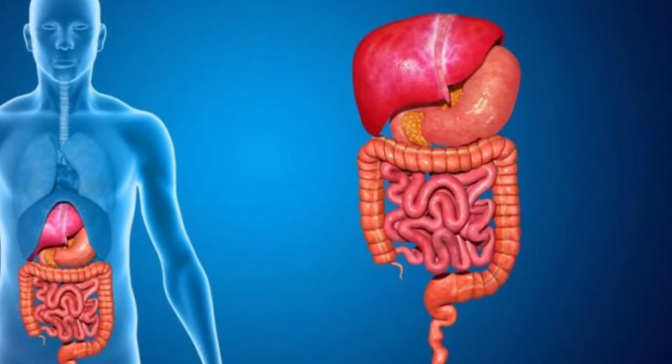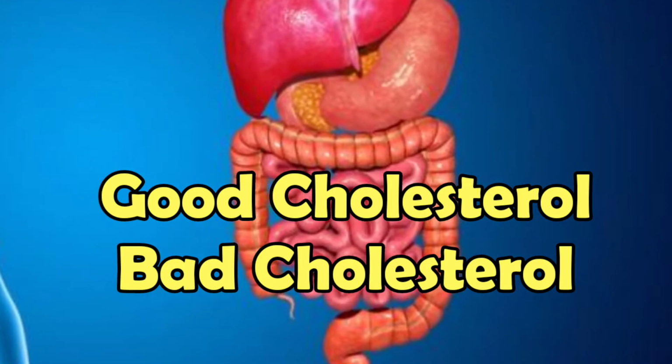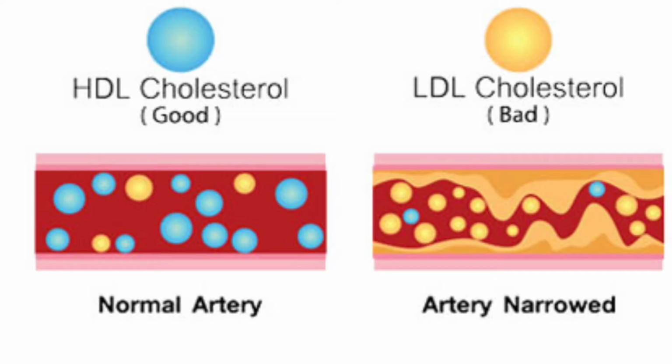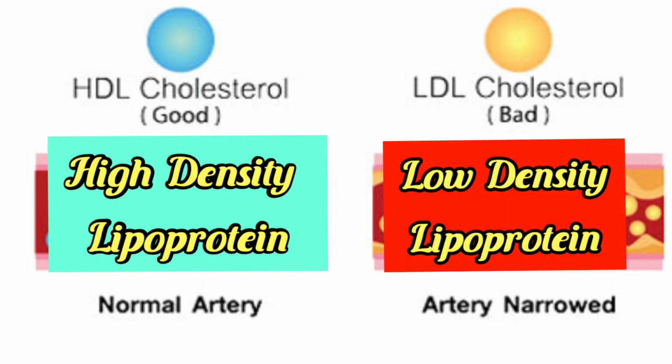There are different types of cholesterol in our body. Good cholesterol, which is also known as HDL, that is high density lipoprotein. Bad cholesterol, which is nothing but LDL, low density lipoproteins. And there are also different types of cholesterol like VLDL, very low density lipoproteins, triglycerides, etc.